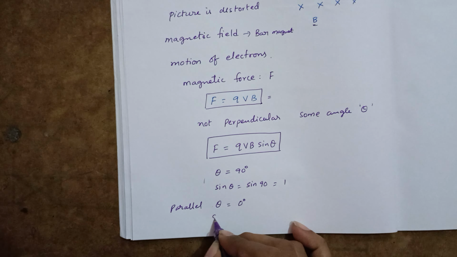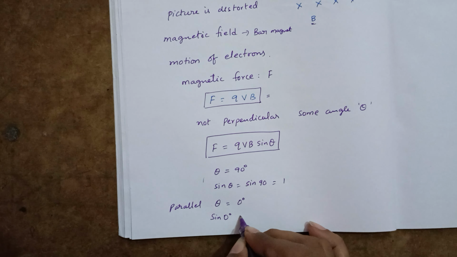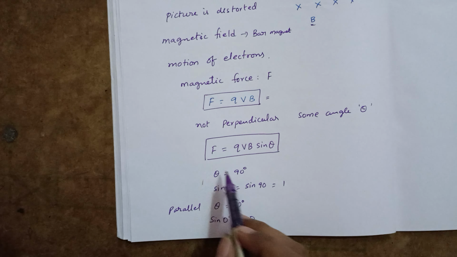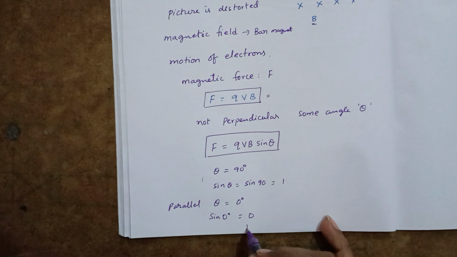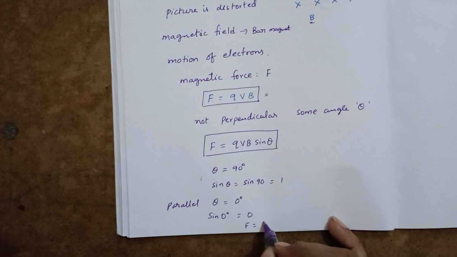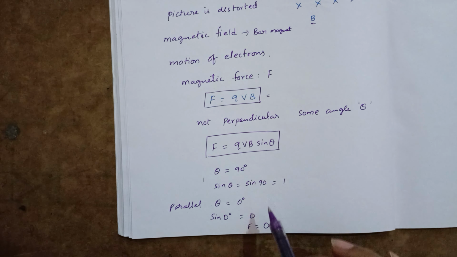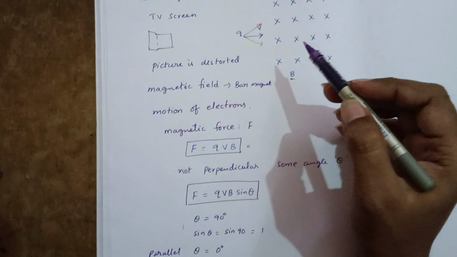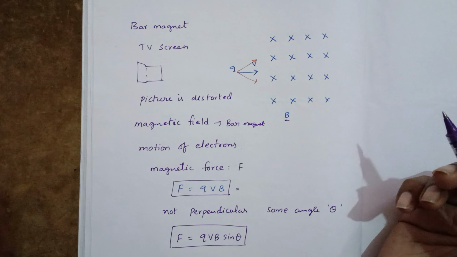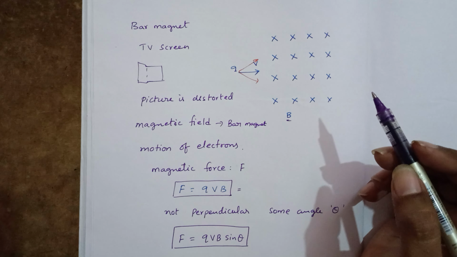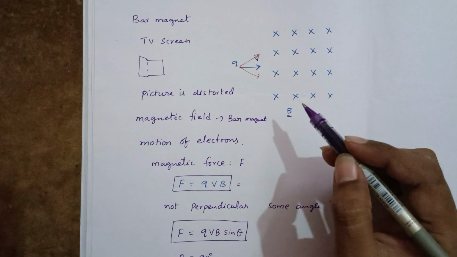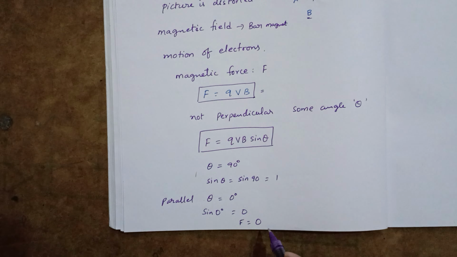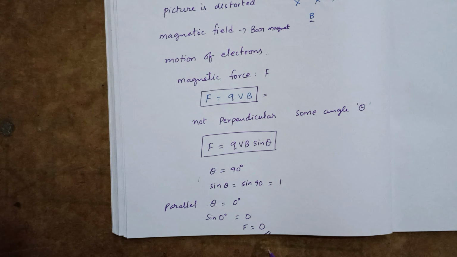So sin 0 equals 0. The product of this, then, makes the force 0. The product of QVB with 0 becomes 0. So whenever the magnetic field and the charge's velocity are parallel to each other, there is no magnetic force. The magnetic force is 0.